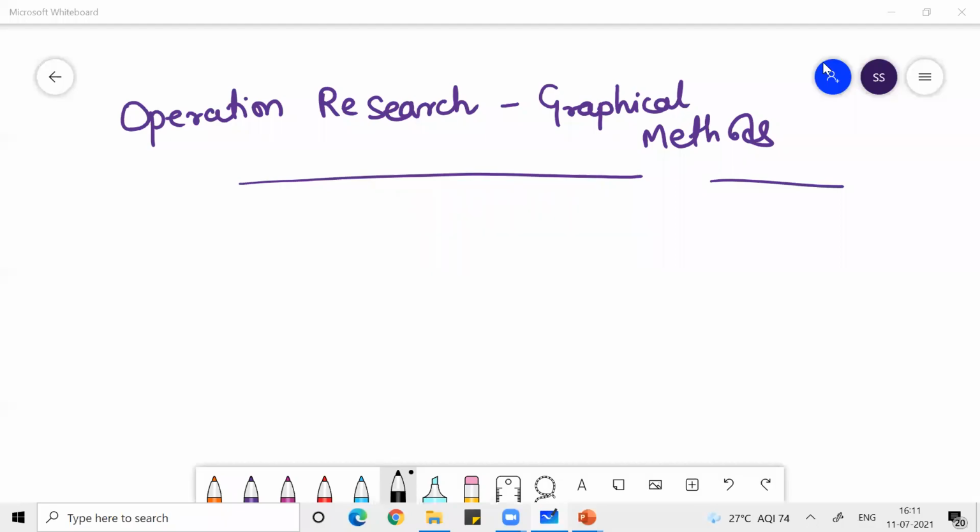So in today's class, we'll do the graphical method in operation research. I'll start with a very basic problem in the graphical method. When we try to solve the given problem by the graphical method, this is your problem.